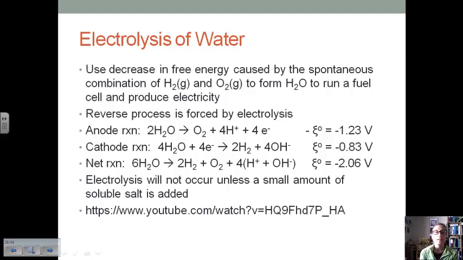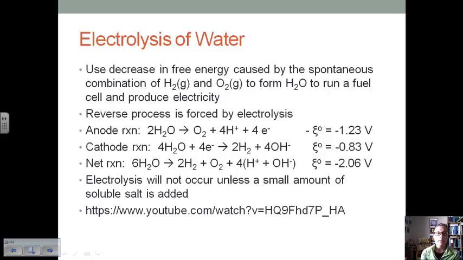One is the electrolysis of water, and we can use the decrease in free energy caused by the spontaneous combination of hydrogen and oxygen gas to form water to run a fuel cell and produce electricity. So we can also do the reverse process where we take the water and we split it up into hydrogen and oxygen, and this is through electrolysis.